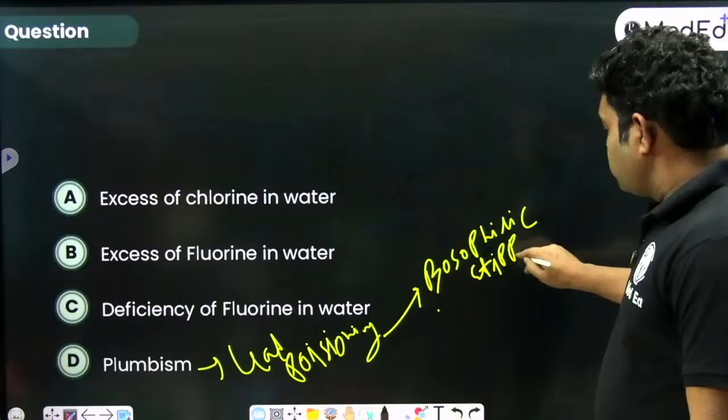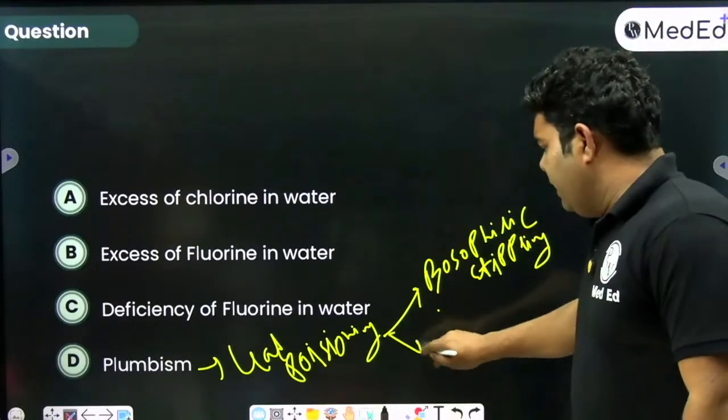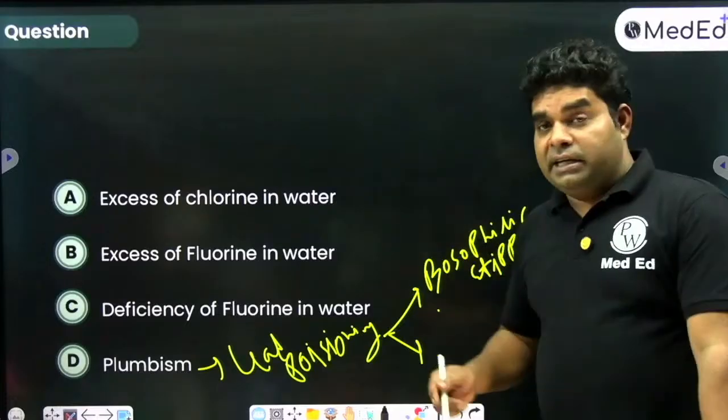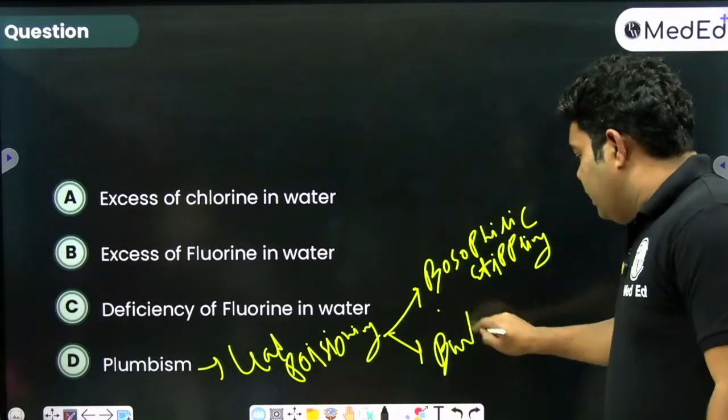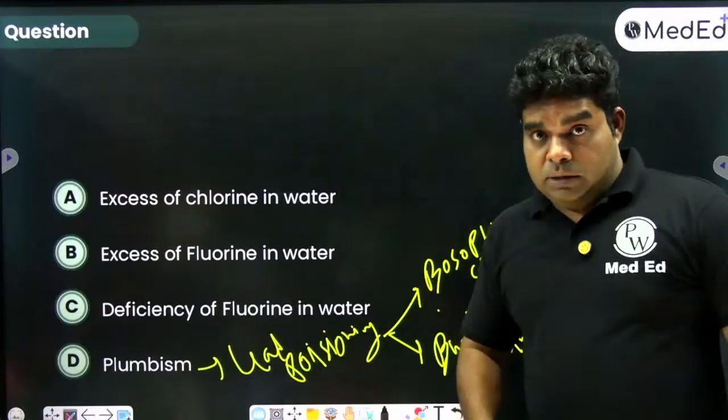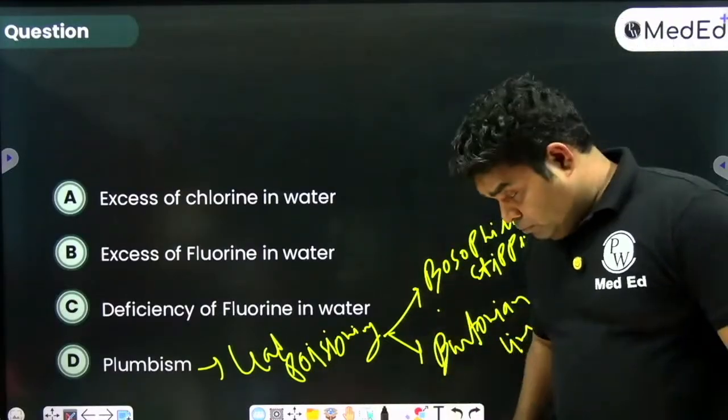Burtonian line. Basophilic stippling is blue colored basophilic granules inside RBC. And Burtonian line means a blue line on the upper gum. Image based questions can come from there also.